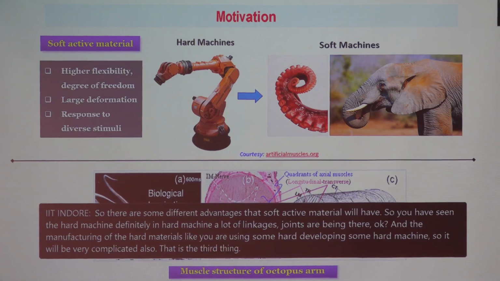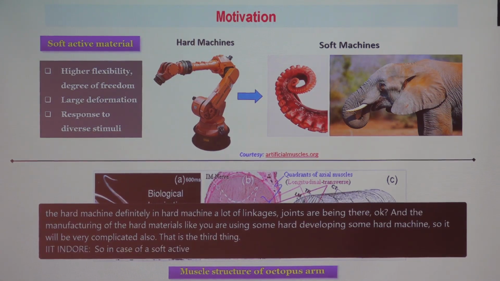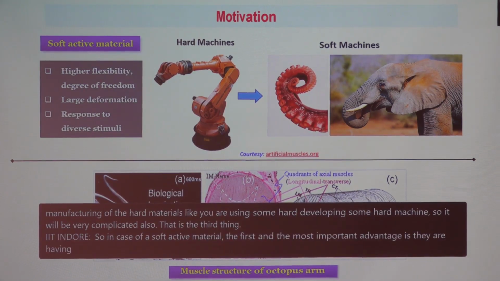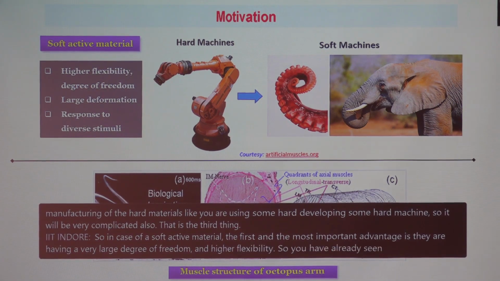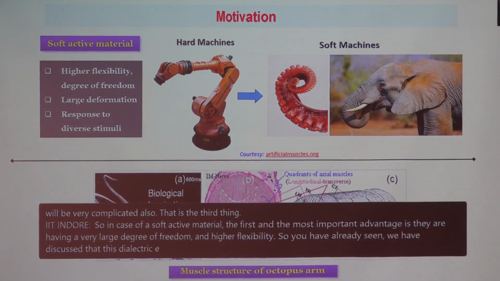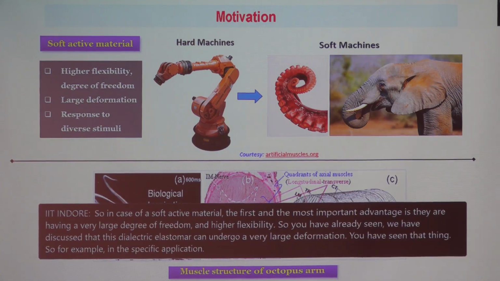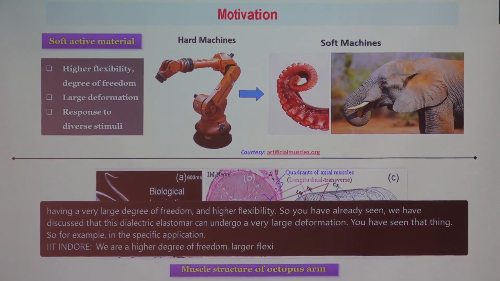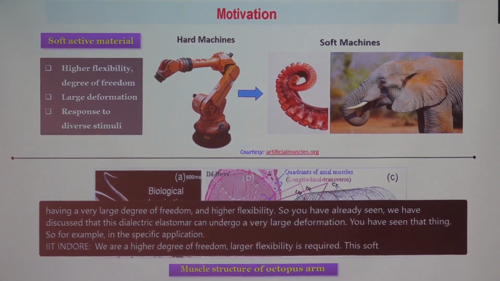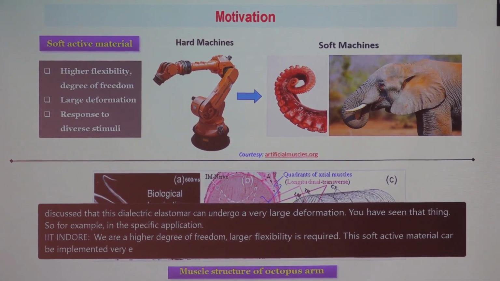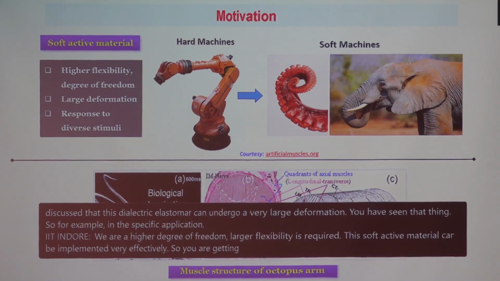In case of a soft active material, the first and most important advantage is that they have a very large degree of freedom and higher flexibility. You have already seen, we have discussed that this dielectric elastomer can undergo a very large deformation. You have seen that thing. For example, in a specific application where a higher degree of freedom and larger flexibility are required, this soft active material can be implemented very effectively. So you are getting, I think, why that is the most important thing.